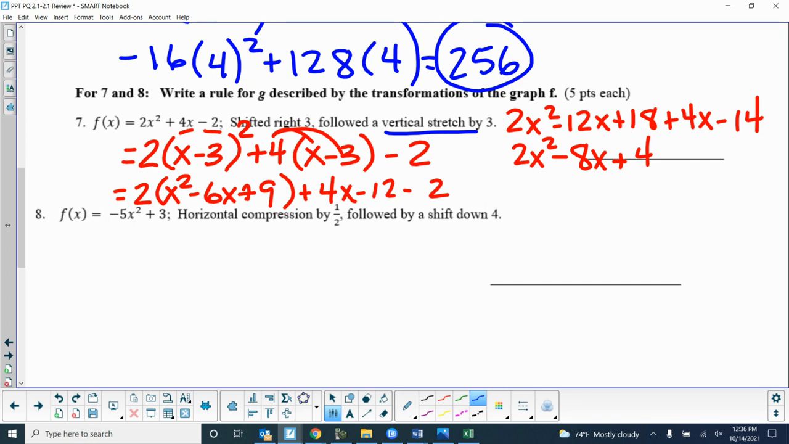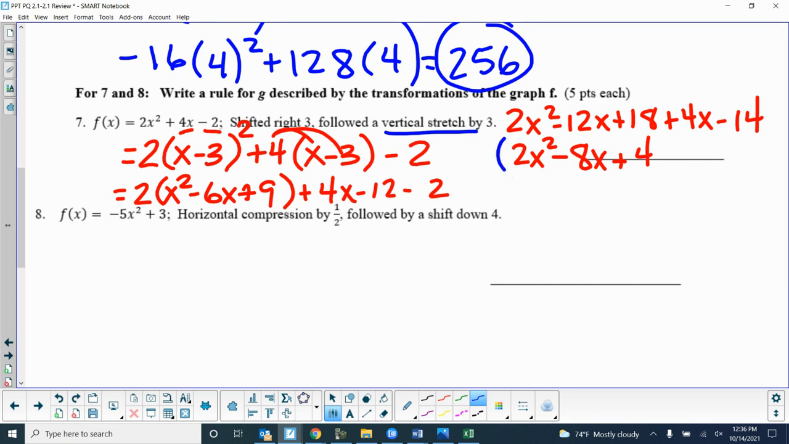Vertical stretch. We're moving the y. Nate? Yep. Multiply everything by 3. Remember, when you do something vertically, you do it to the whole thing, because the whole thing is what y equals, right?